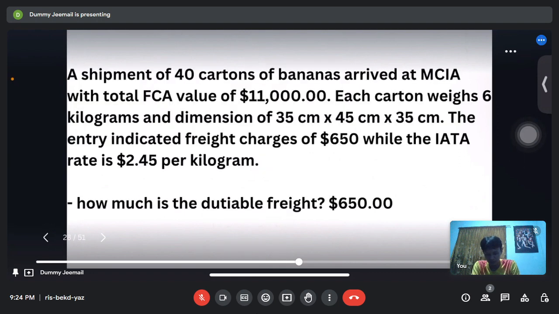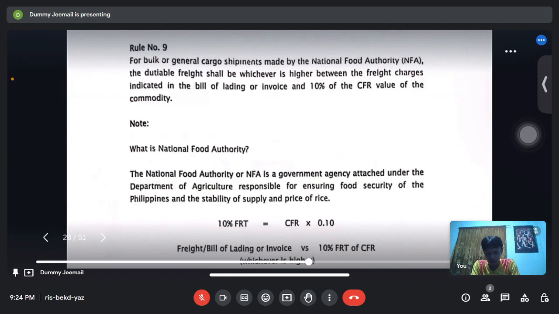So next, we have rule number 9. For bulk or general cargo shipments made by the National Food Authority or NFA, the dutiable freight shall be whichever is higher between the freight charges indicated in the bill of lading or invoice and 10% of the CFR value of the commodity.